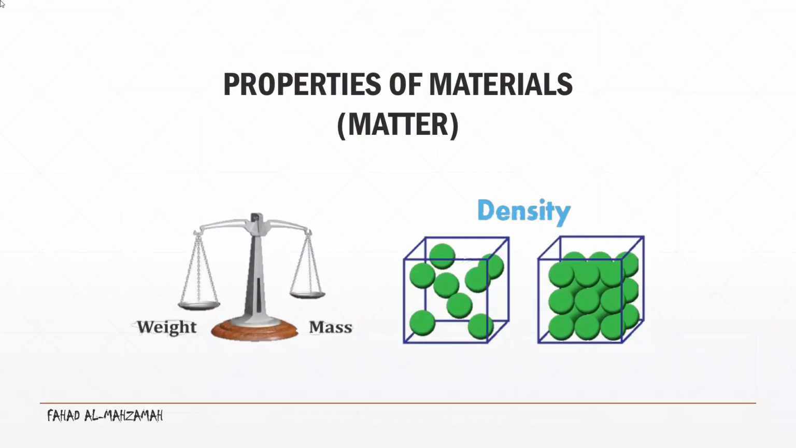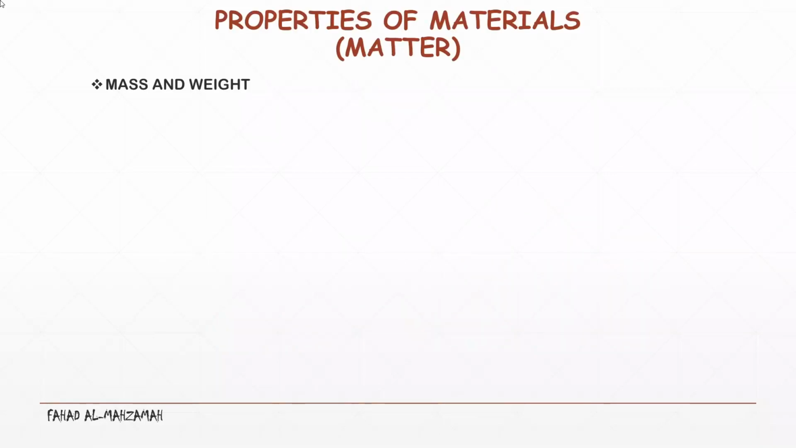So let's go to the properties of materials. This section is very important, and you need to solve the examples given at the end of this section. The first two properties we will take are mass and weight.